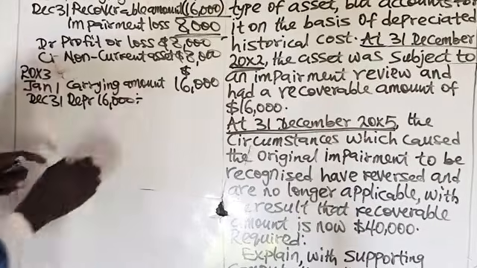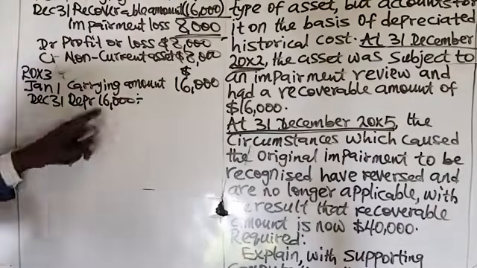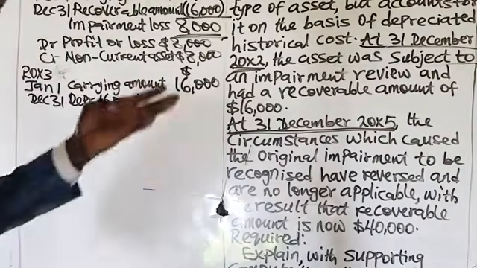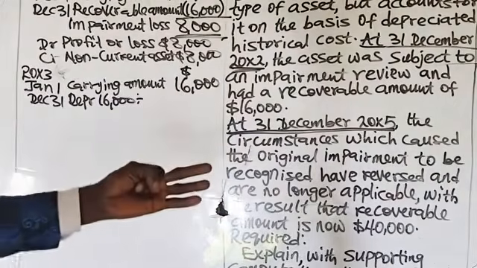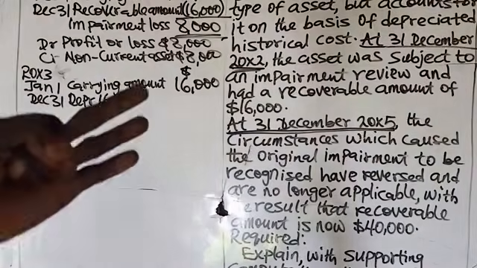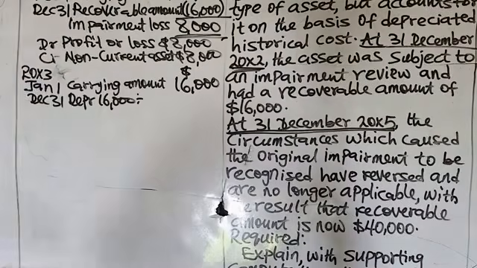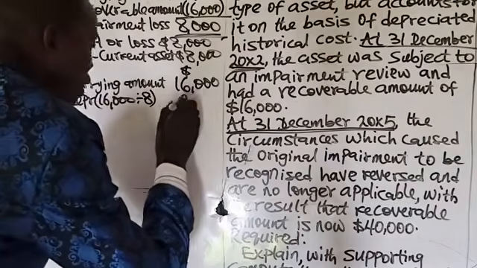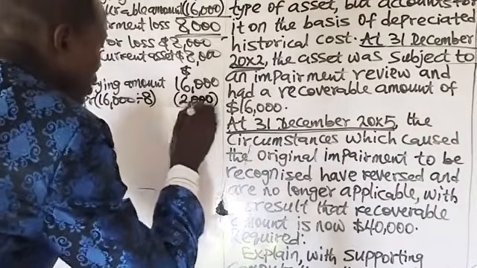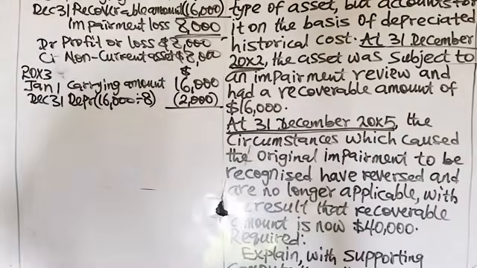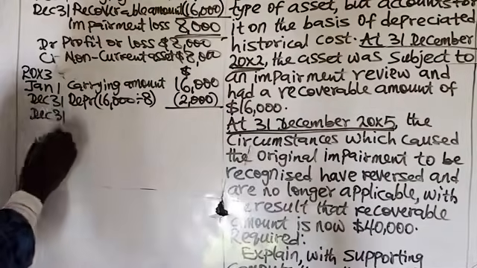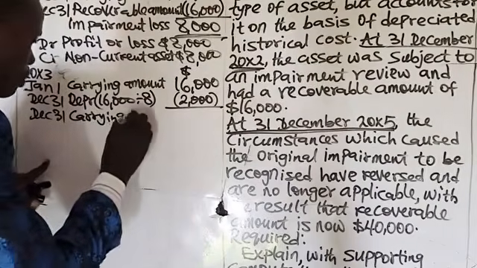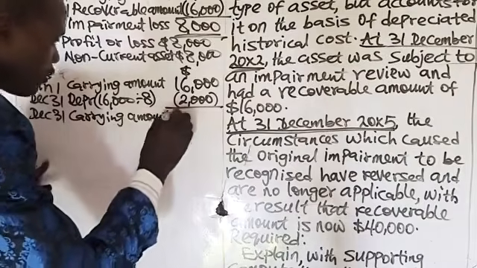Remember, this asset has a useful life of 10 years, and it was acquired on 1st of January 20x1. 20x1 is gone, 20x2 is gone. That means 2 years are gone out of 10 years. Then you are left with 8 years, so you divide by 8. Then you have depreciation of 2,000 that will be recognized. If you subtract the 2,000 as at December 31st, 20x3, you have the carrying amount of 14,000.